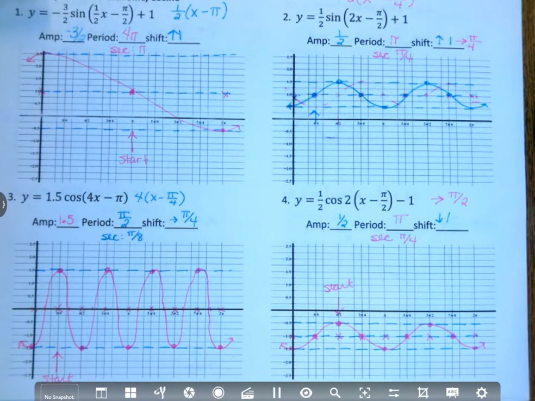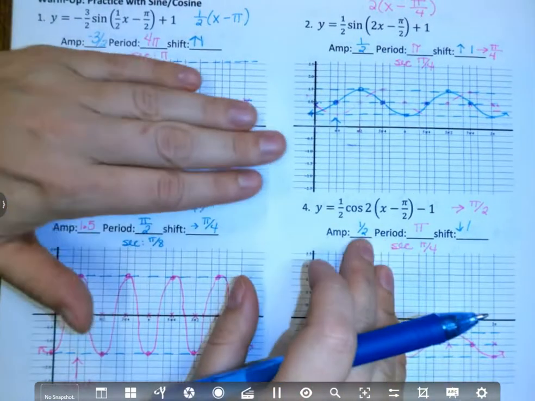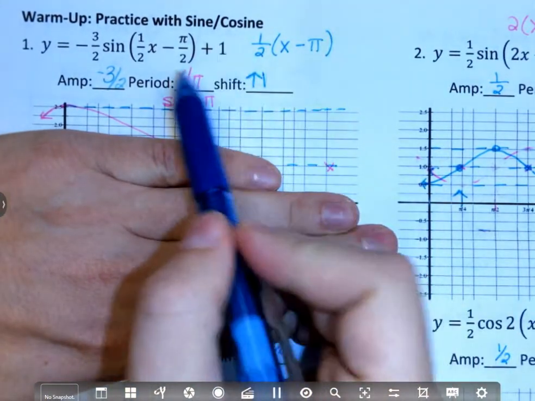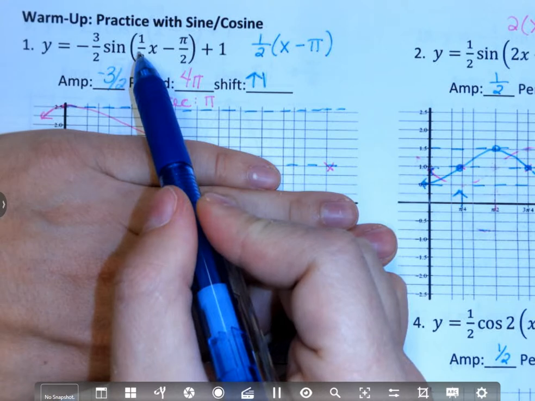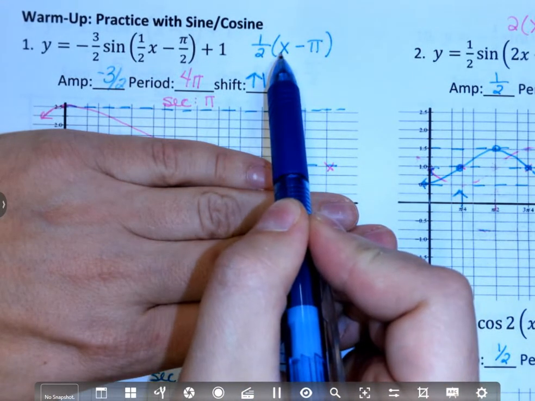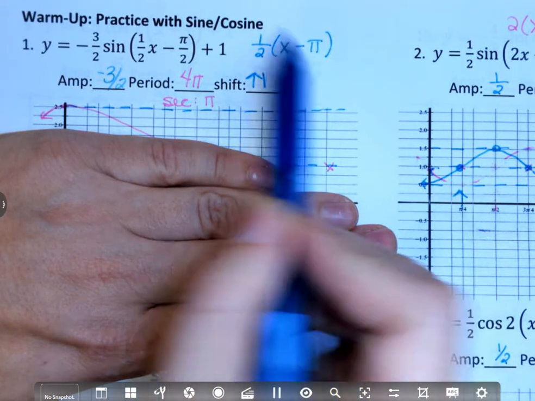I'm very happy to see you guys talking about this. If you've got questions, please let me know. Mikayla? Okay. So if we just take a look at your properties for number 1. Did you factor out the 1/2 before you went any further? And did you, in parentheses, have x minus pi? Okay, so we're okay on that.